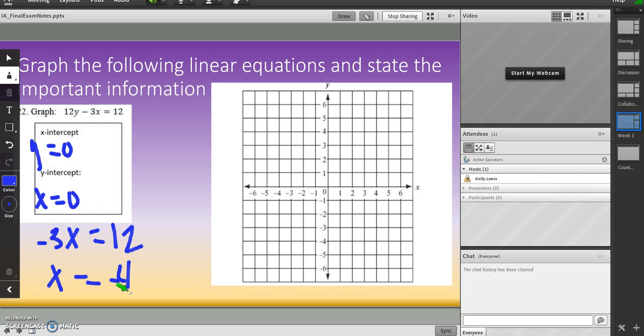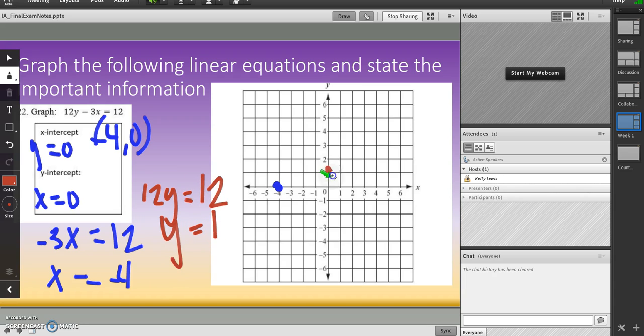And so negative 4 on the edge right here. And so we're going to write negative 4 comma 0. Then for the y-intercept, I'm going to plug in 0 for x. I get 12y equals 12. I'm going to divide by 12 on both sides. I get 1. So I get 0 comma 1. And then I'm just going to connect the dots.